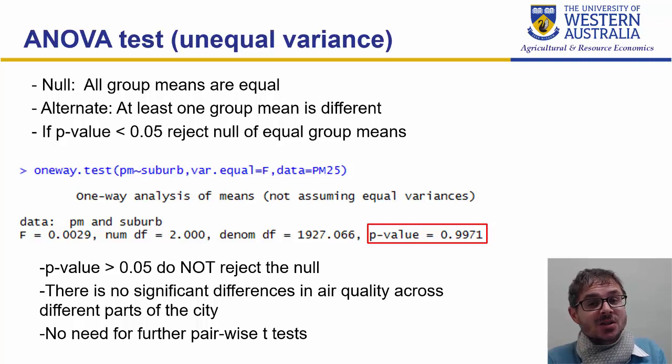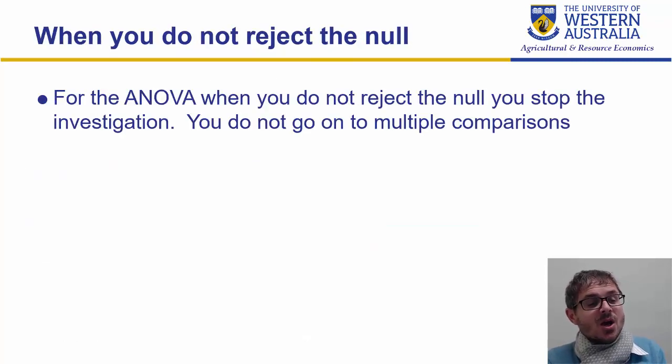Important point. You do not now do t-tests. The ANOVA test is more powerful than our t-test. So our more powerful test has failed to detect any differences. Therefore, we stop the analysis. You do not go on to multiple comparisons. I'm saying that very clearly because I'm about to go on and do multiple comparisons just to show you. But to be clear, when you do not reject the null, you do not go on and do multiple comparisons.